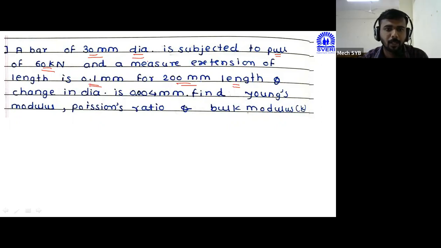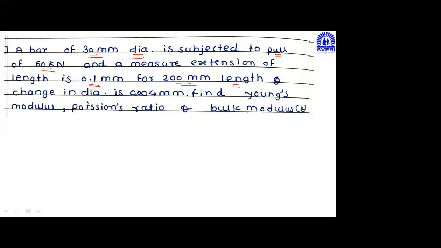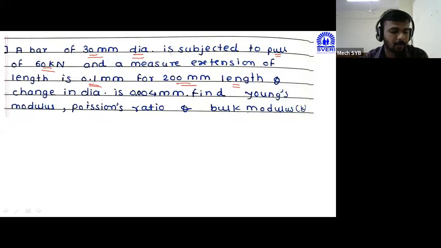So please keep in mind. Pull means tensile, pulling force. म्हणजे आपण ओढतोय त्याला. So this is tensile and a measured extension of length is 0.1 mm and 200 mm in length. Then what is that 0.1 mm? Can anybody tell, what is this 0.1 mm? Delta L. What about others? 0.1 mm delta L. Whether it is correct?